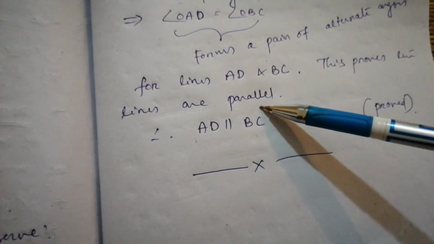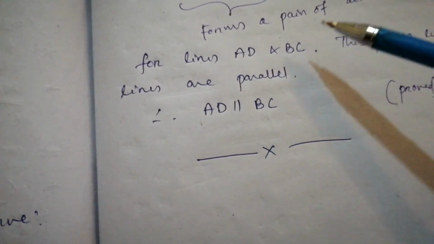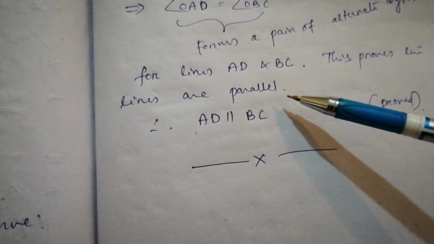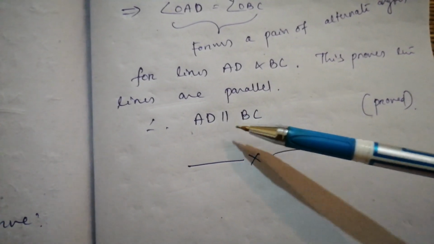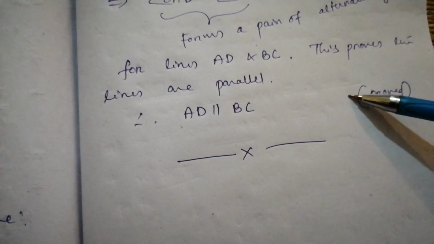And this proves the lines are parallel. That we have already studied. So this proves the parallel property. So we can now write that AD is parallel to BC. This way this is also proved.